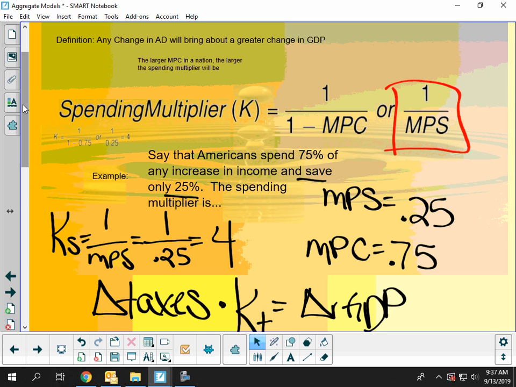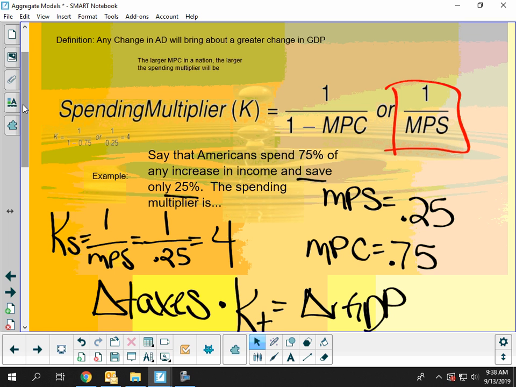Okay, so that's what it means. You are spending, but your spending is coming from a tax change. So you are pocketing 25 cents and you're spending the other 75 cents. And so consumption's going up, which means GDP is going up.